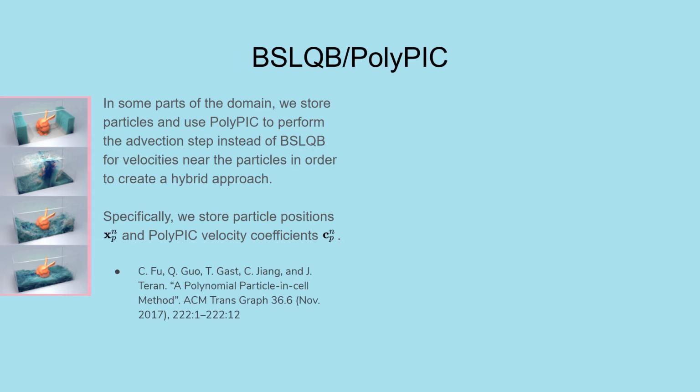Now that we have our BSLQB advection, we combine it with PolyPIC, or polynomial particle in cell, to create a hybrid advection scheme. In PolyPIC, we store particles with positions x_p, and PolyPIC velocity coefficients c_p. These are used to transfer momentum from the particles to the velocity grid. For more details, see the 2017 paper by Fu et al.